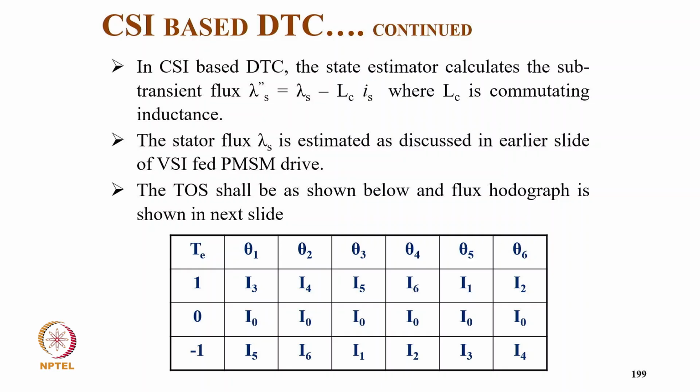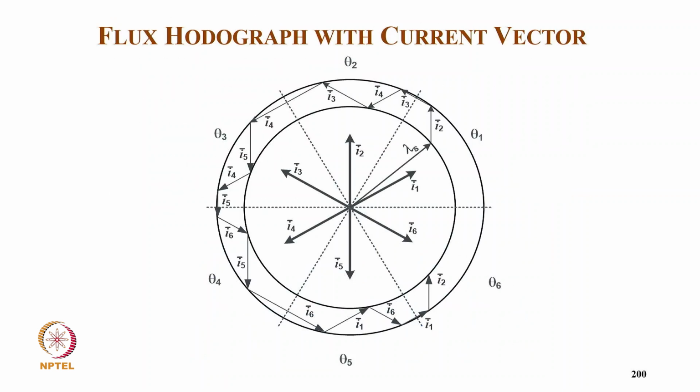So in CSI based DTC, the state estimator calculates the stator flux delta lambda s equal to lambda s minus Lc Is, where Lc is the commutating inductance, and the stator flux lambda s is estimated as discussed in the earlier slide of VSI PMSM type. The table of optimum switching is given here, with the hodograph shown in the next slide. So here you have 3-level torque and then 6 sectors, and you get the current vectors. Here also you have typically 9 current vectors, 3 of which are zero.